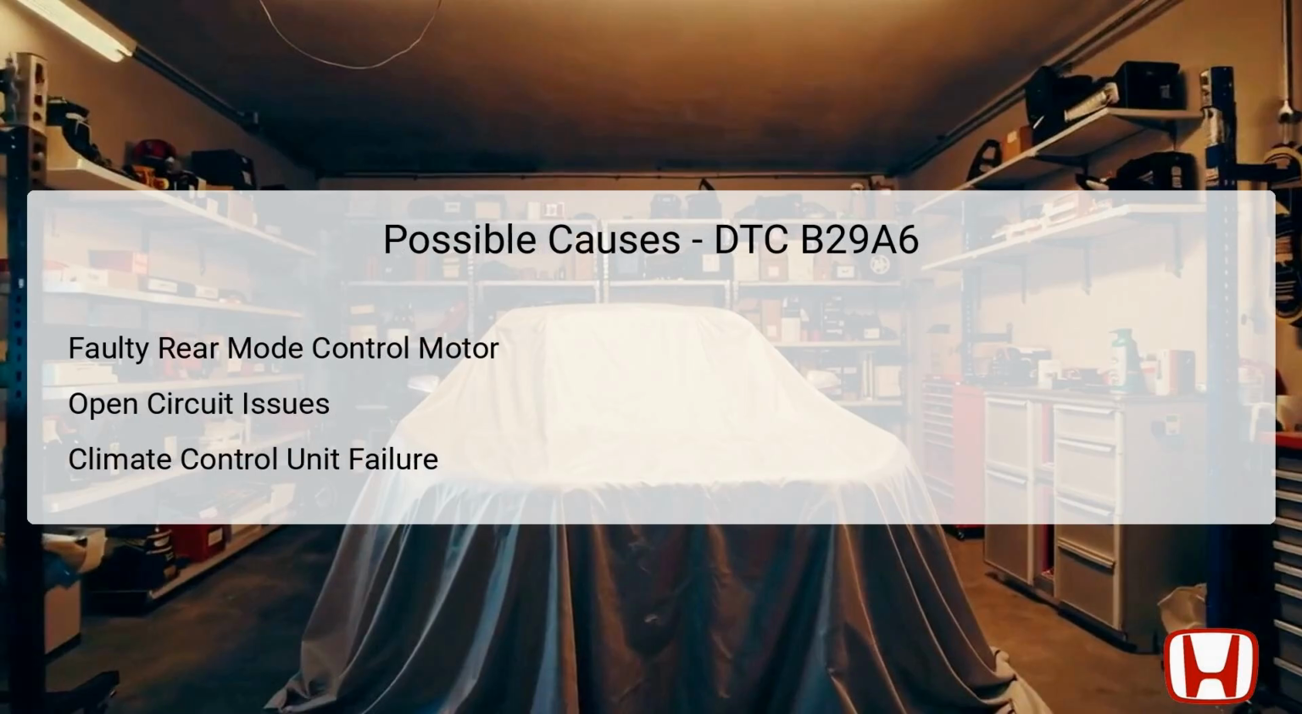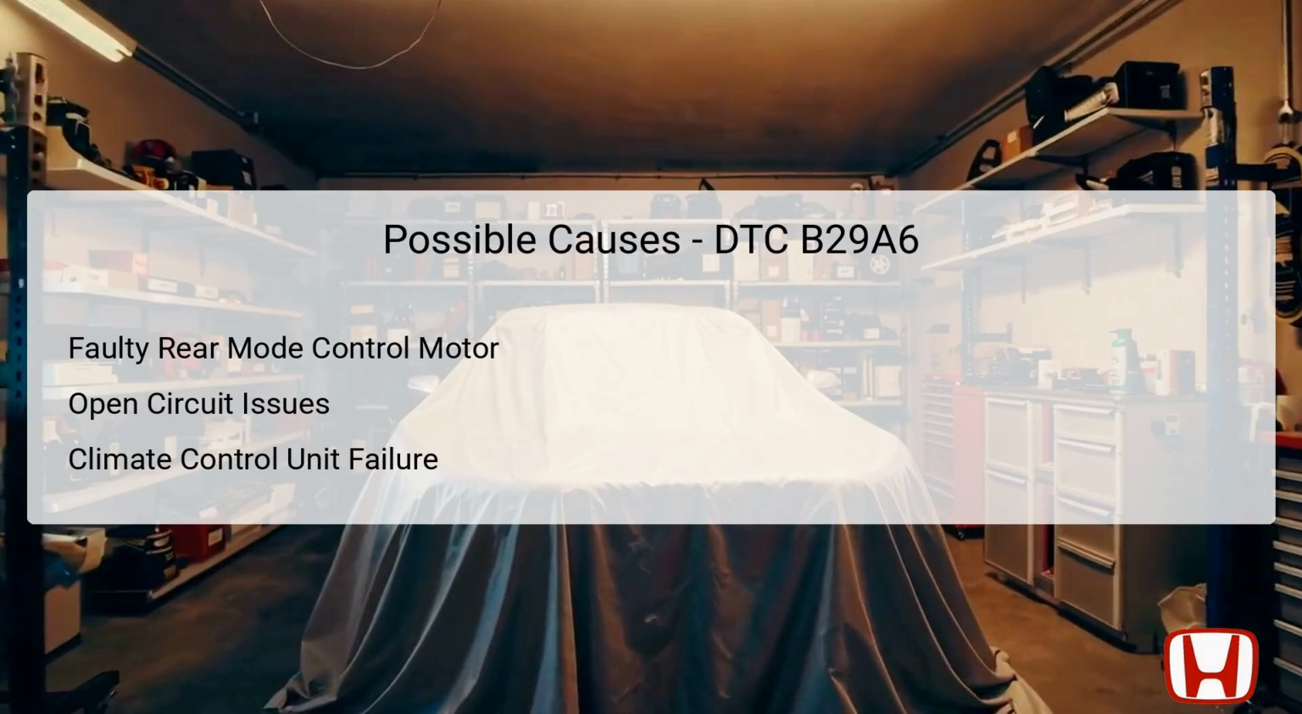climate control unit. In troubleshooting DTC B29A6, several potential causes need to be considered. One likely culprit is a faulty rear mode control motor, which may not be responding correctly due to mechanical failure or electrical disconnection. Secondly, an open circuit within the wiring harness could disrupt the communication between the motor and the climate control unit, which is integral for smooth operation. This could involve frayed wires or disconnected terminals.